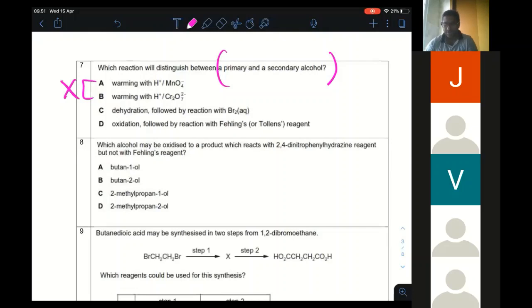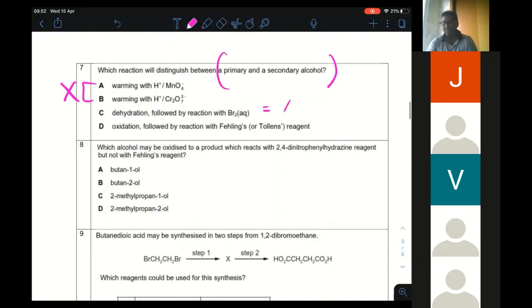Now, the next option is going to be dehydration, followed by Br2. Take note, primary or secondary alcohol, they change. Dehydration means they are going to have a double bond, an alkene. After that, they have the reaction with Br2. Of course, the double bond will react with Br2 to decolorize the brown solution of Br2 immediately. So both of them will give you the result, and you cannot differentiate them.